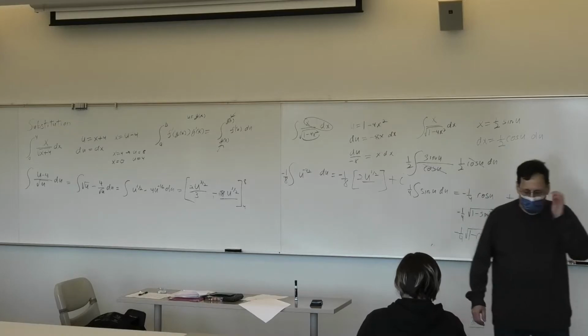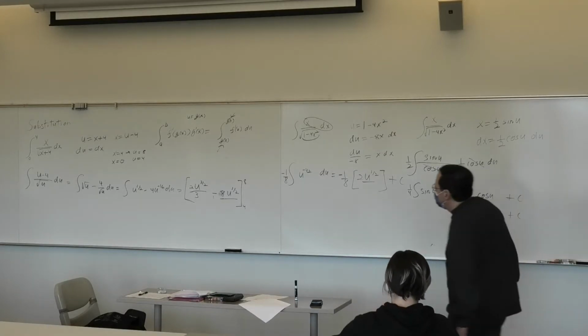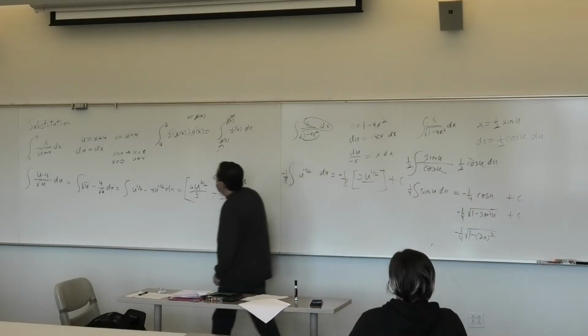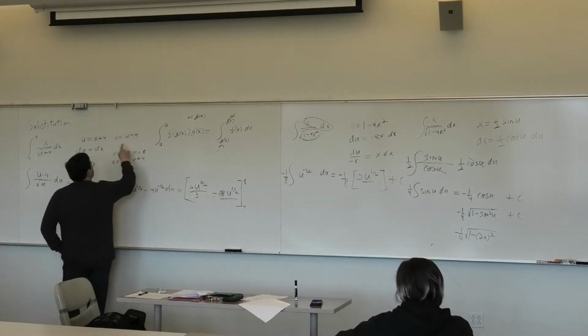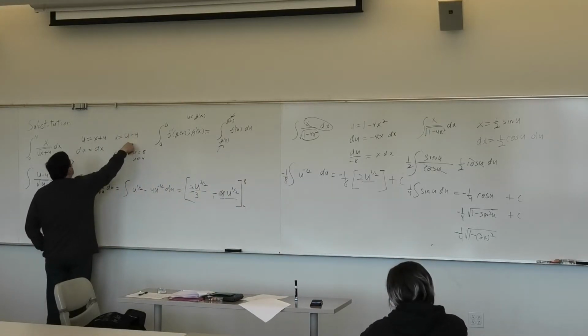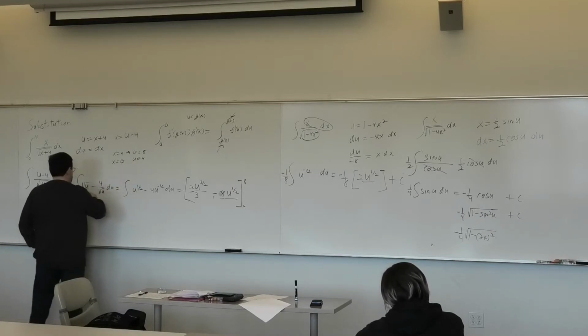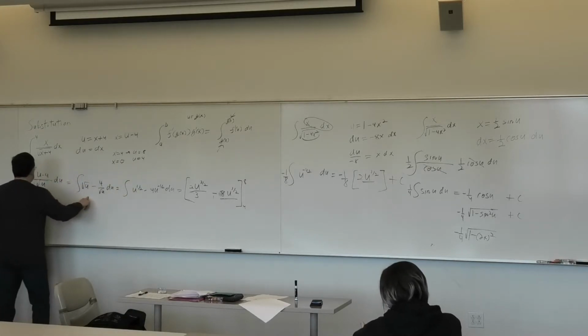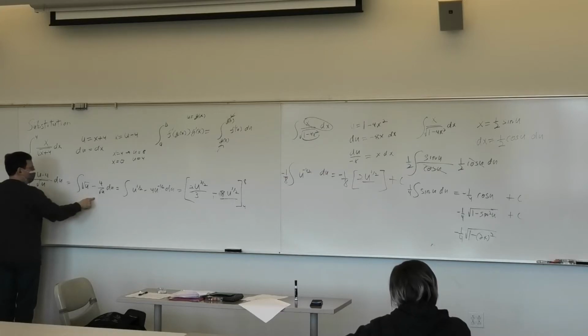You have u minus 4 over square root of u. How do you simplify that to square root of u minus 4 over square root of u? The second number. Yeah, how do you simplify from this to this?